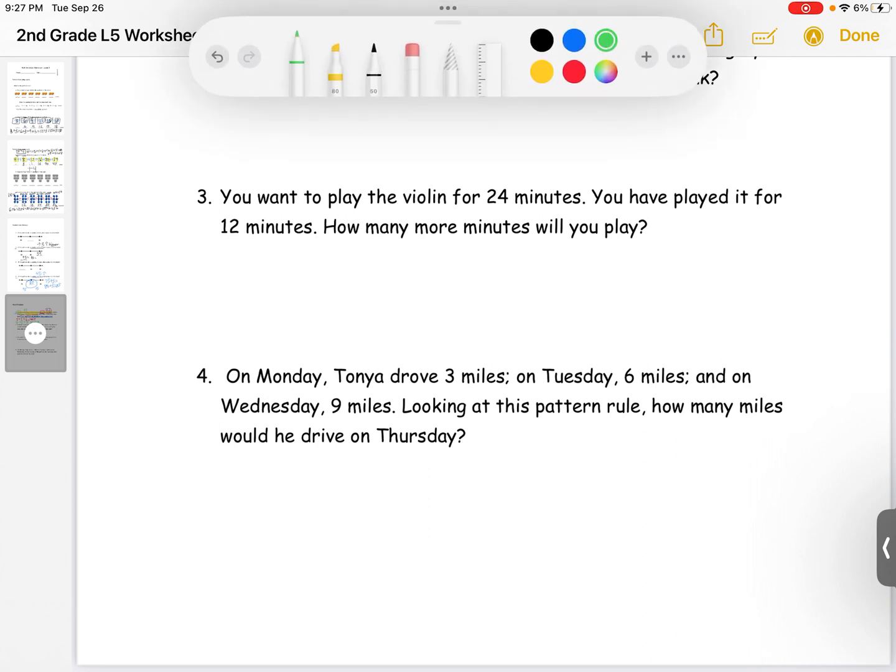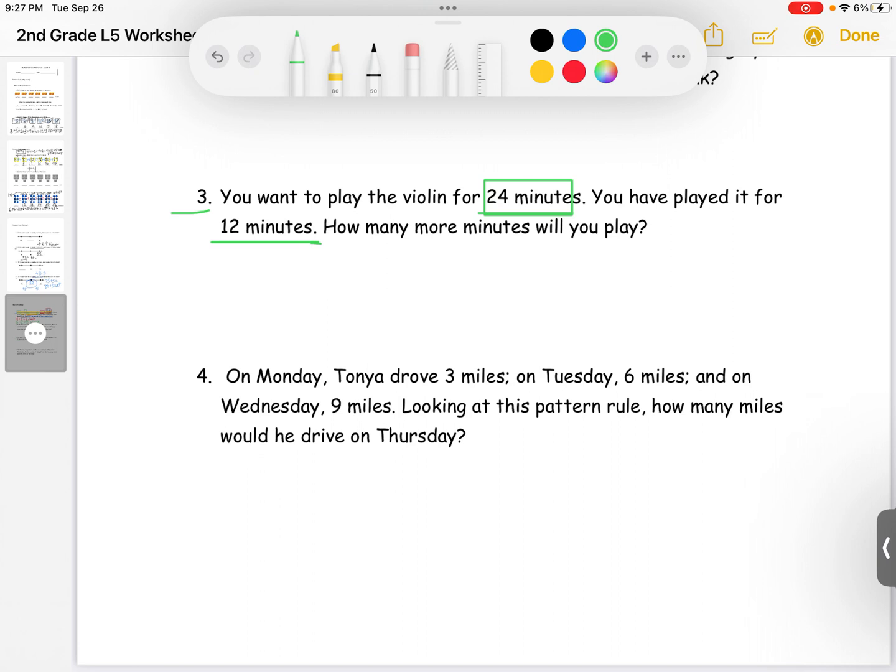Okay, last problem, question number 3. You want to play the violin for a total of 24 minutes. You have played it for 12 minutes, which means you already played it for 12 minutes already, but your total goal time is 24. How many more minutes will you play?